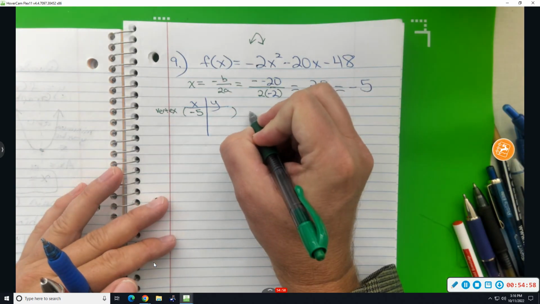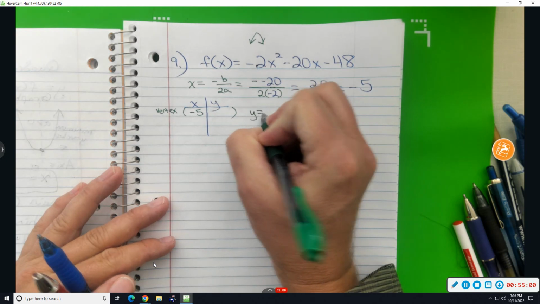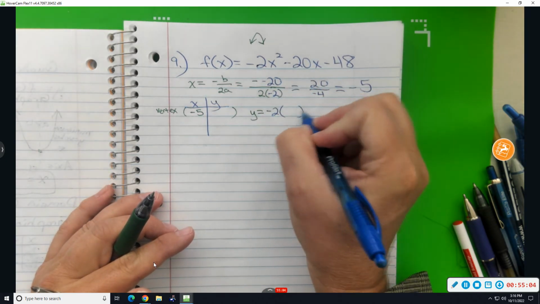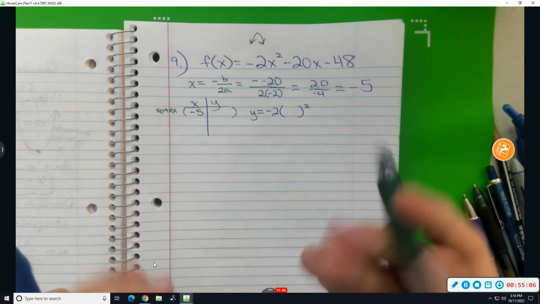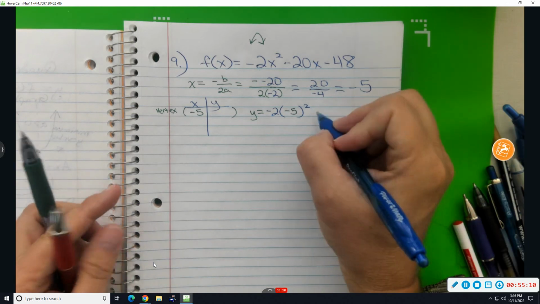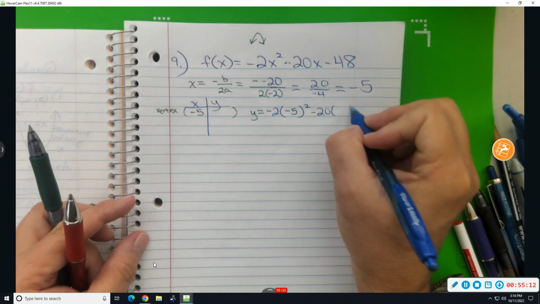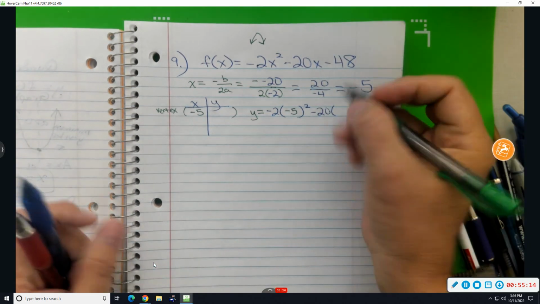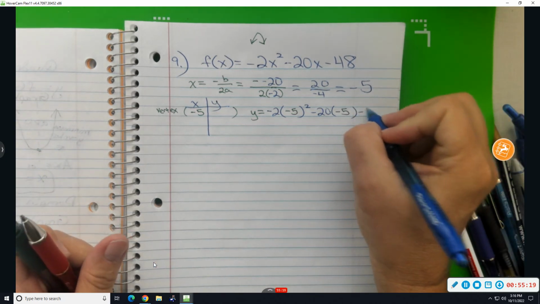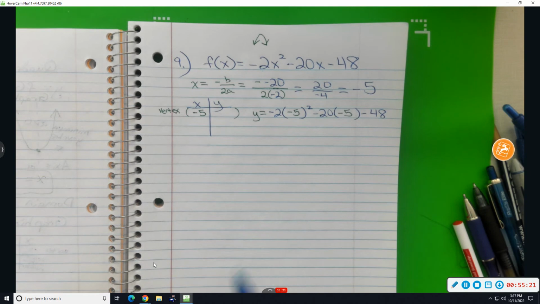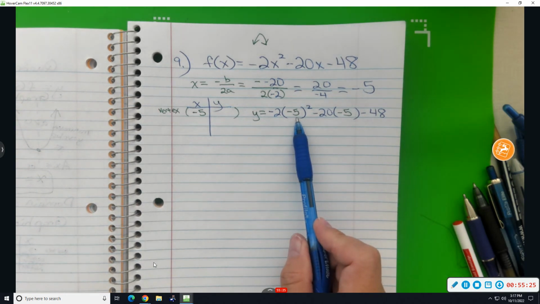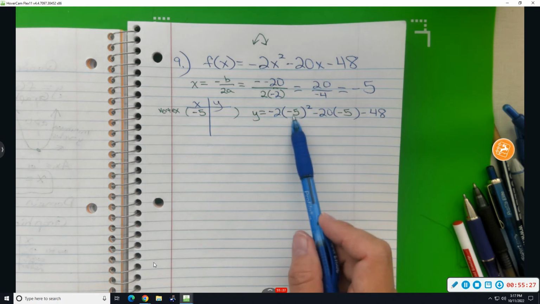So I'm going to plug that in right here. y equals negative 2, replace the x with negative 5, minus 20, replace the x with negative 5, minus 48. Negative 5 times negative 5. Remember your order of operations.